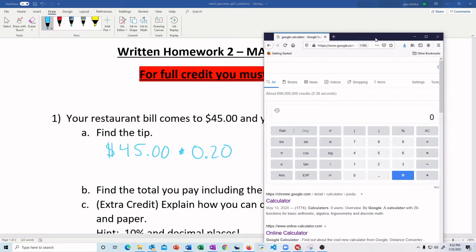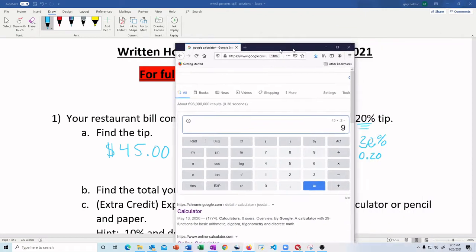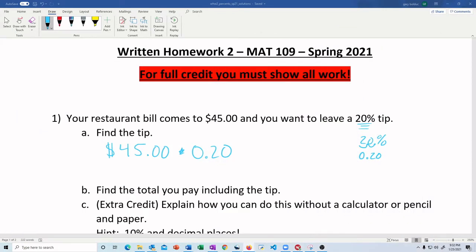Okay, so let's plug that into our calculator. We'll move it over here so we can see it. 45 times 0.2, that's $9 tip. So we have a $9 tip for part A.